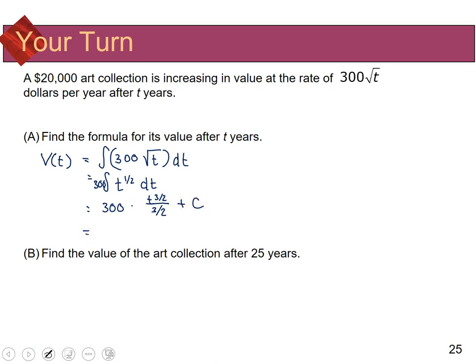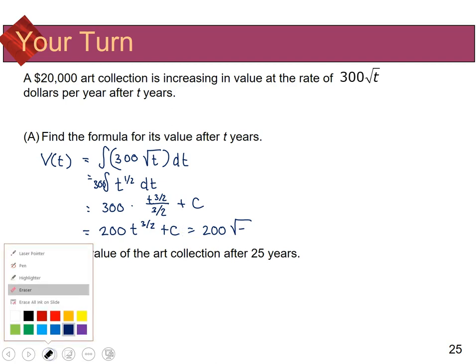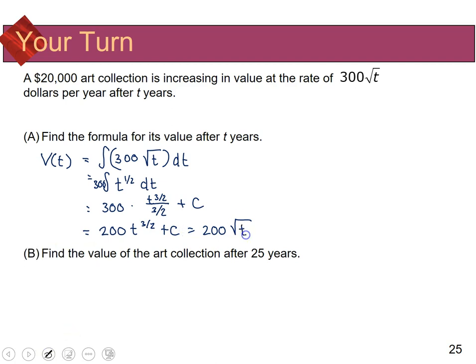And so when I work this out, I'm going to end up with 200 t to the 3/2 power plus c, which I could also think of as 200 times the square root of t cubed plus c. Now the thing is, again, I'm looking for the arbitrary constant.